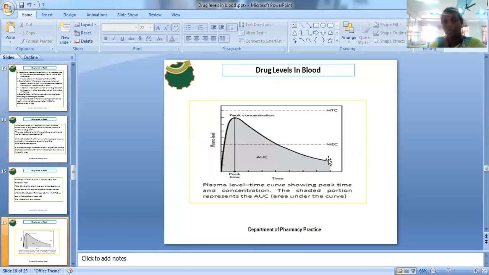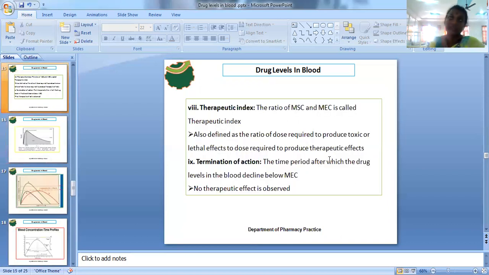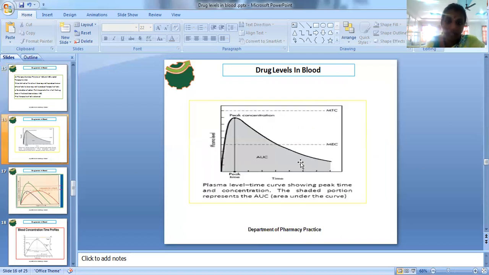Up to now I have discussed the different parameters covered under the plasma concentration time profile. This is one of the graphs which simply explains all the pharmacokinetic parameters as well as two important pharmacodynamic parameters. Already I said that for ideal drug therapy, the Cmax should be above MEC and below MSC, the maximum safe concentration or minimum toxic concentration. This is the Cmax, this is the Tmax, this is MEC, and this is MSC, where the shaded portion under the plasma concentration time profile is considered as AUC.